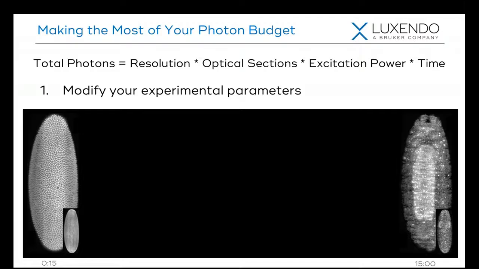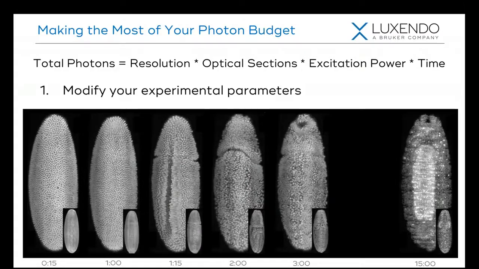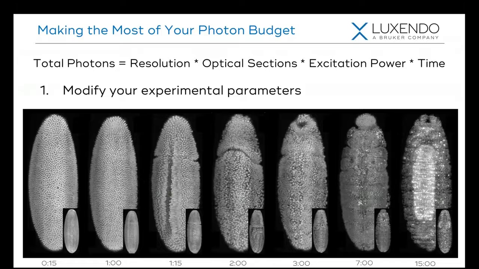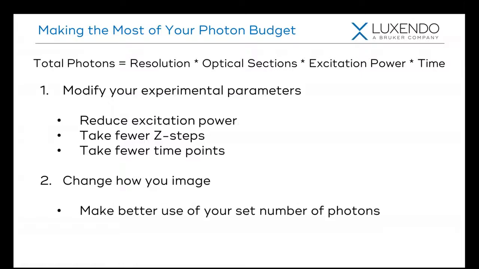And maybe we had enough photon budget to squeeze through and get a couple other time points in there. But that really doesn't tell us the whole story of what's actually happening. And in order to get the whole story, we're going to have to actually change how we image. And by that, I mean we need to use a technique that makes better use of the set number of photons, or in other words, we should start looking at light sheet microscopy.